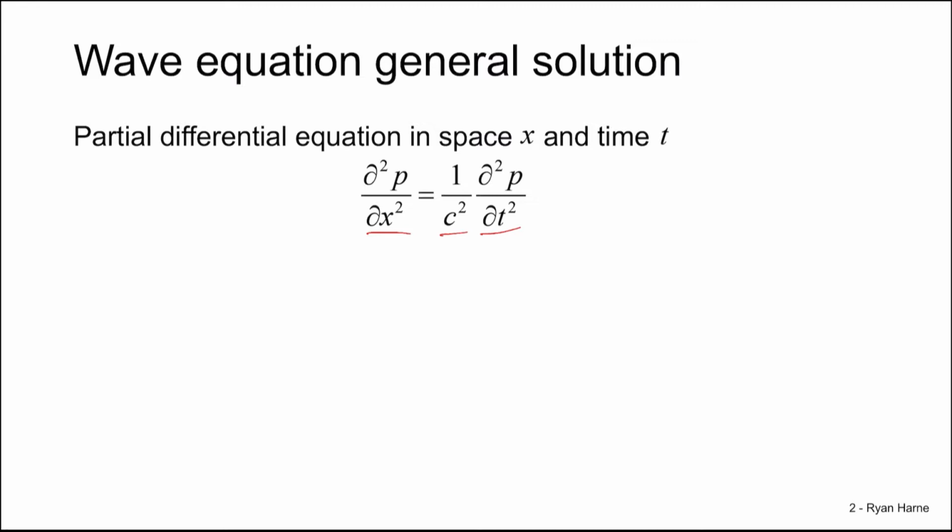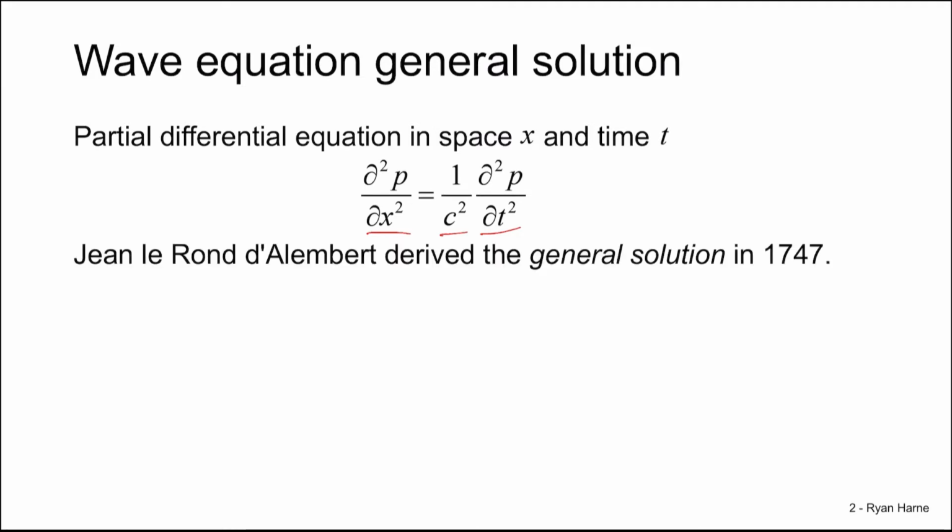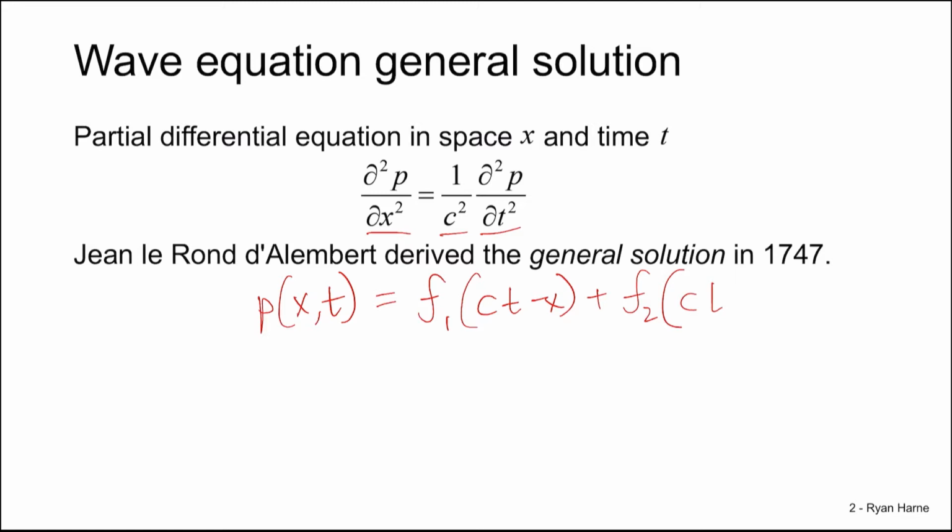Solving this acoustic wave equation is not immediately obvious on the surface, but many researchers and scientists and mathematicians have studied this equation for many years, and it was in 1747 that Jean-Laurent d'Alembert derived what we call the general solution. The general solution of acoustic pressure for the acoustic wave equation in one dimension is the pressure, as a function of x and t, is function f1 with argument ct minus x plus another function that we'll call f2 with the argument ct plus x.